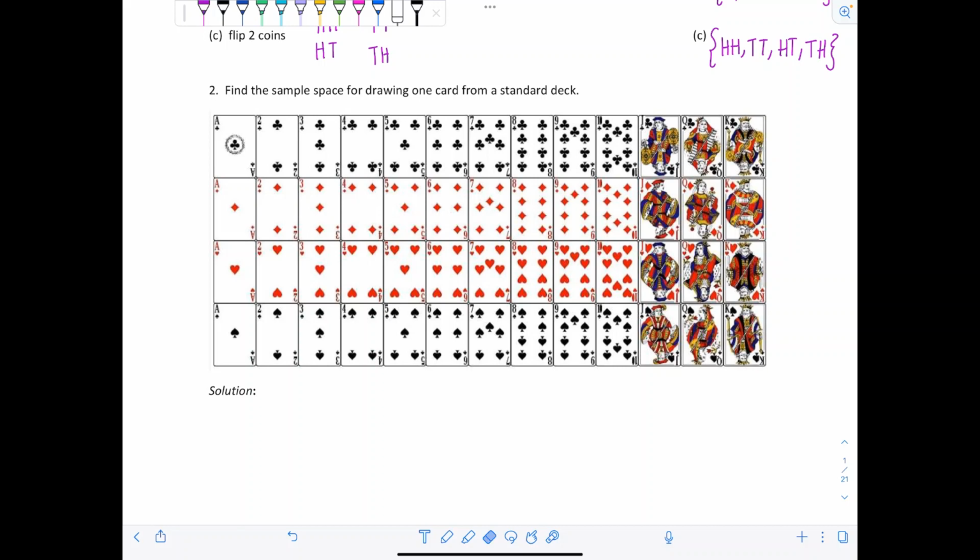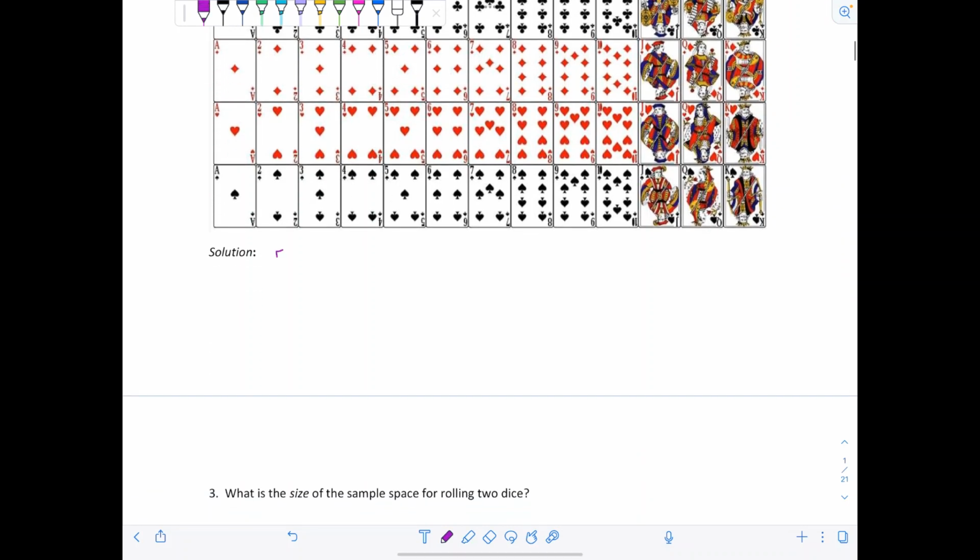So find the sample space. I'm not going to sit here and list out each different card, but technically there's 52 different outcomes that comprise the sample space when you're drawing 1 card from a deck. So I'm just going to say that there's 52 different outcomes. I'm not going to list them all though.